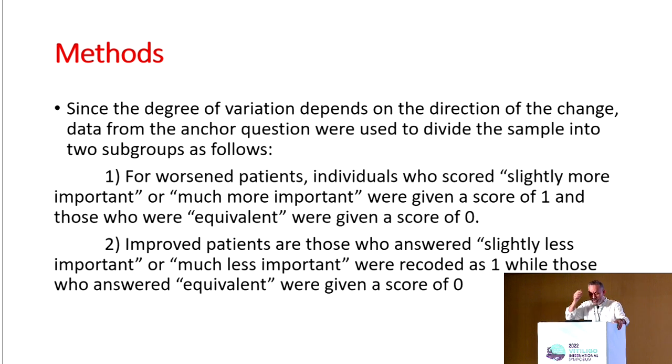Since the degree of variation depends on the direction of change, data from the anchor question were used to divide the sample into two subgroups, as I told you. For worsened patients, we took those who said slightly more important or much more important extent of their vitiligo, and we compared them to those who said equivalent. For those who improved, we took much less important and slightly less important versus equivalent.